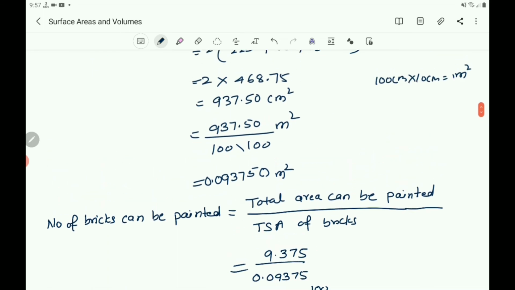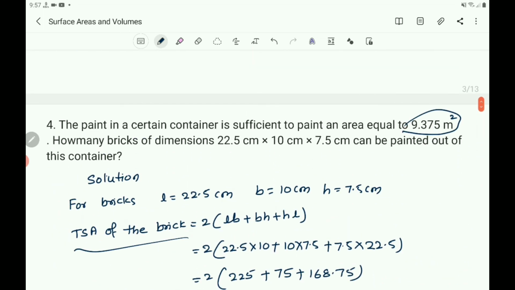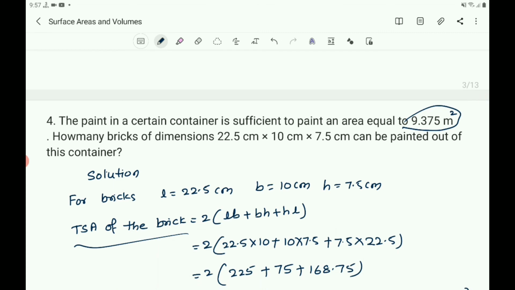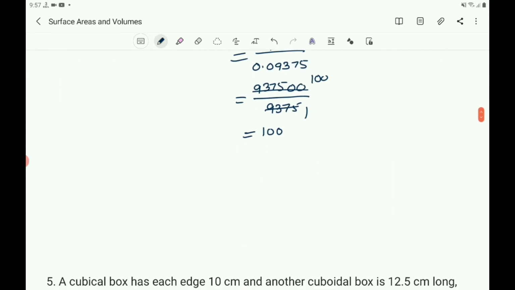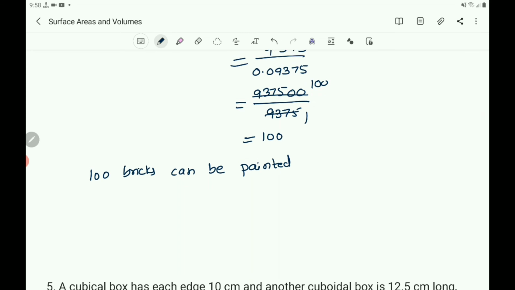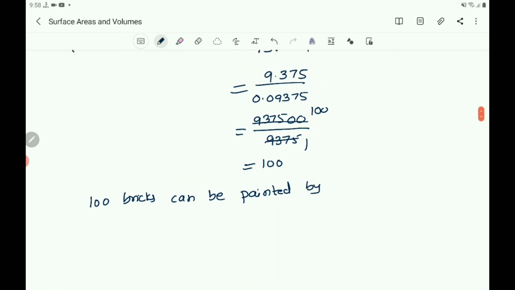So how many bricks can be painted by the paint in the container? 100 bricks can be painted by using the paint in the container.